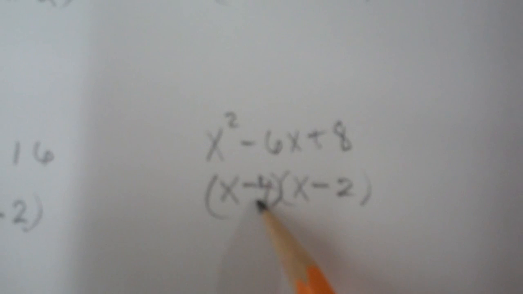Let's just test it. Negative 4 times negative 2 is a positive 8, and a negative 4 plus a negative 2 is a negative 6. So this one has been factored.